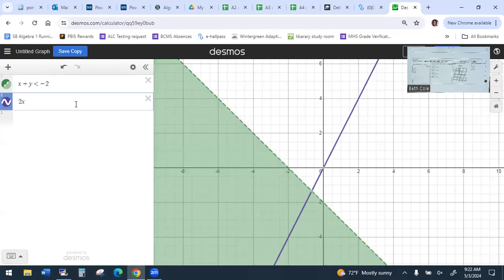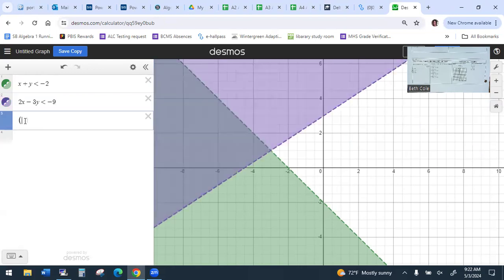Are you guys all focused for me here? You can pretty much have Desmos take this thing for you. There's that less than negative 9. And then I'm going to come down here and put the point. What was the point? Negative 3, 1. Okay. Now it needs to be in the double shaded section. Is it?